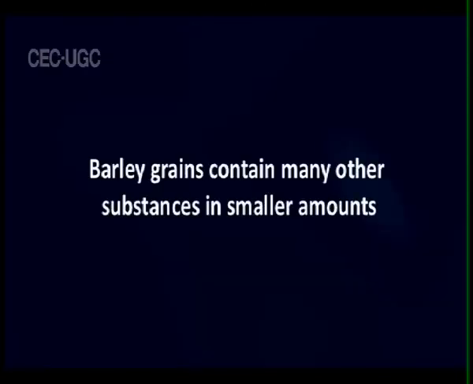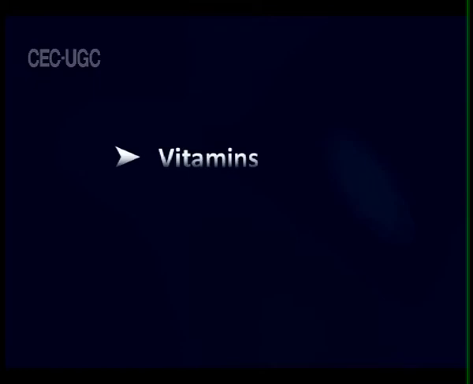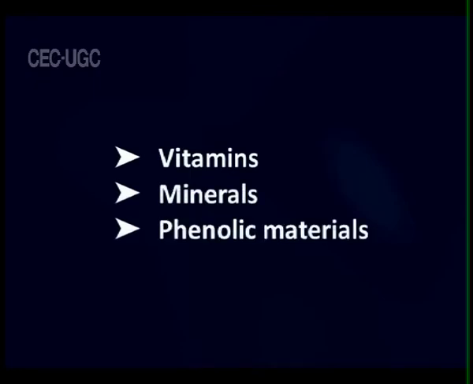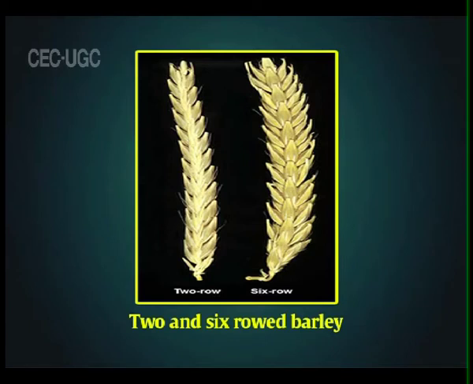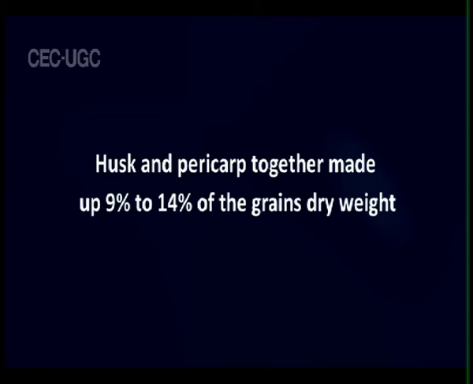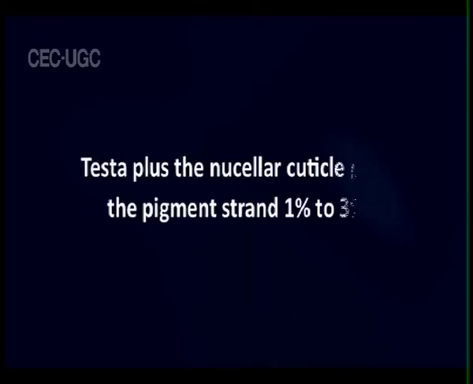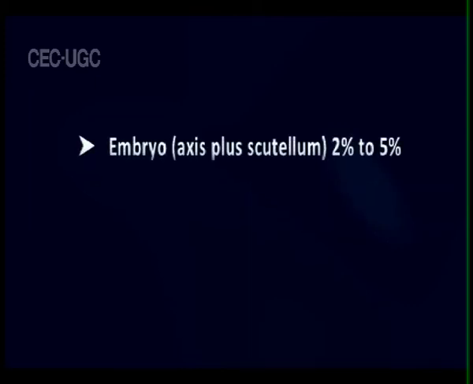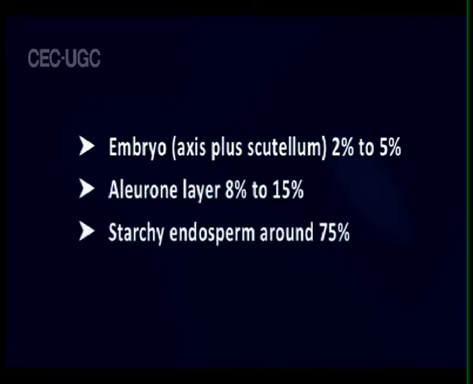Barley grains contain many other substances in smaller amounts, including a range of vitamins, minerals, and phenolic materials. Typically, in plump two-rowed barleys, the husk and the pericarp together make up 9 to 14% of the grain's dry weight. The testa plus the nucellar cuticle plus the pigment strand 1% to 3%, the embryo 2% to 5%, the aleurone layer 8% to 15%, and the starchy endosperm around 75%.